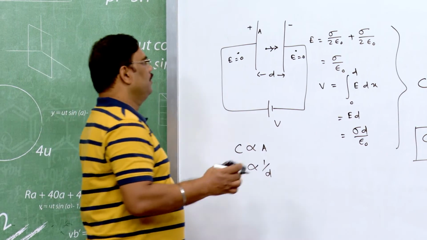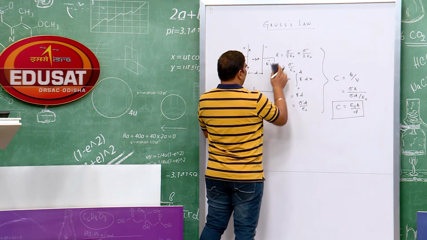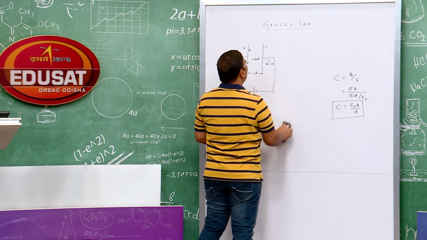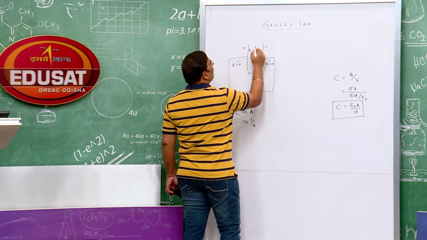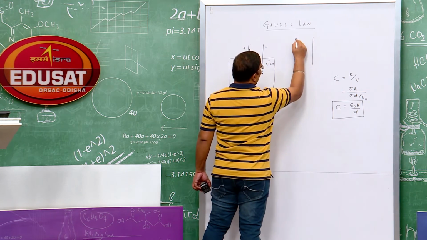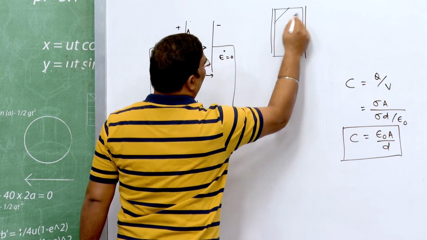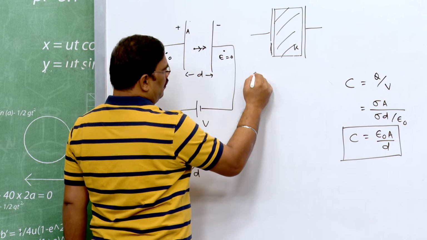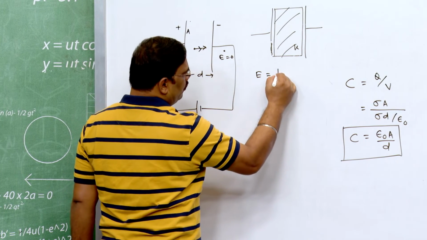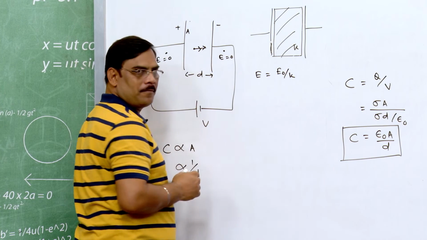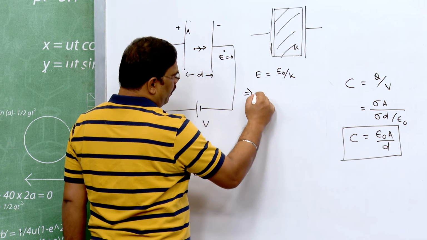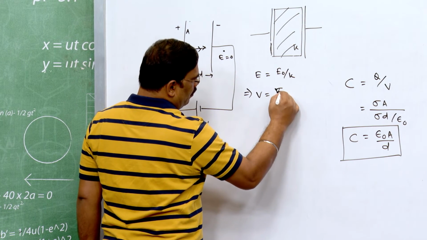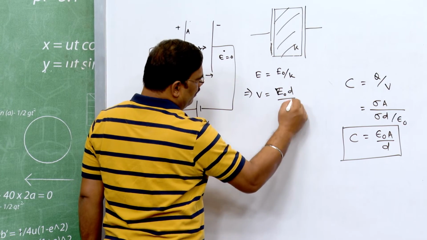If the space between the plates is now filled with a dielectric of constant K, then what will happen? The electric field inside will be equal to E 0 divided by K, and therefore, V will be equal to E 0 d divided by K.